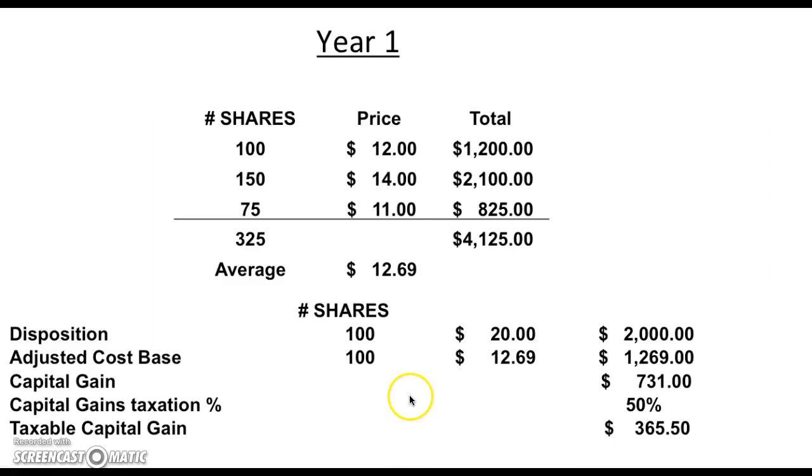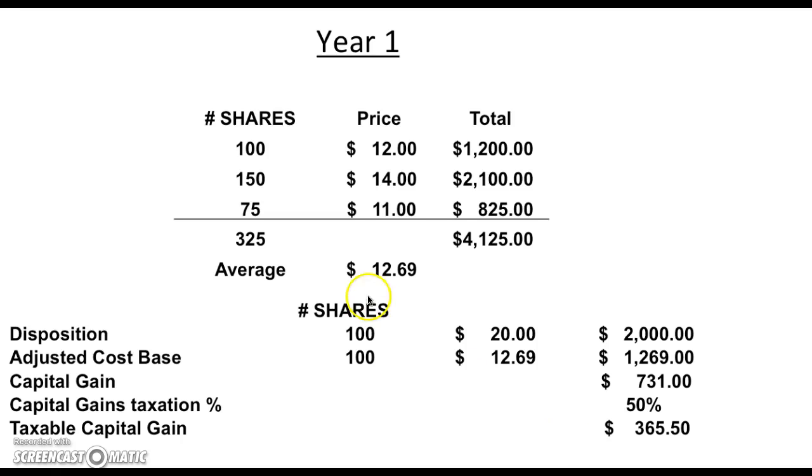So continuing on, if they then sell 100 shares for $20 per share, that yields $2,000, and our cost on that transaction would be 100 shares times $12.69, giving a capital gain of $731. So capital gains are taxed at 50%. The total to include in taxable gains income on the T1 general tax return would be $365.